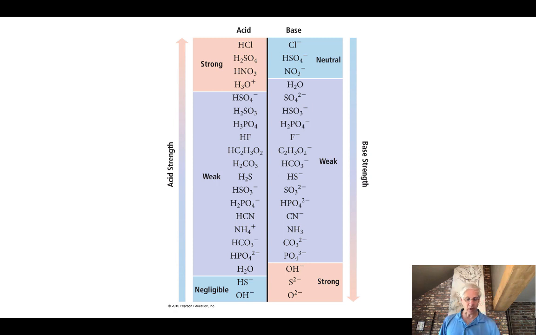So here's a table of different acids and their conjugate bases, and we can see how strength goes. Over here on the left we have acid strength going up, and on the right we have base strength going down. If we look at something like HCl, we mentioned HCl is a strong acid. Its conjugate base is Cl minus, and we see that its base strength is lowest of all.